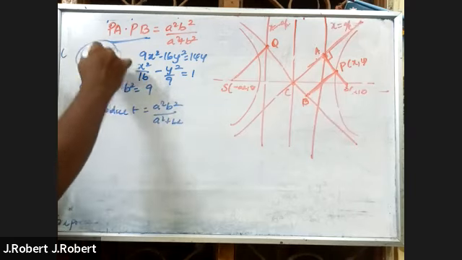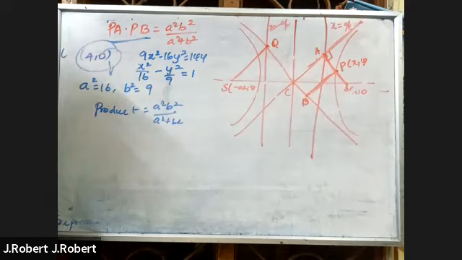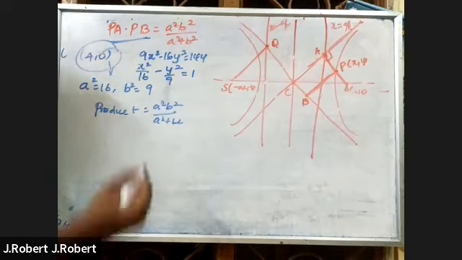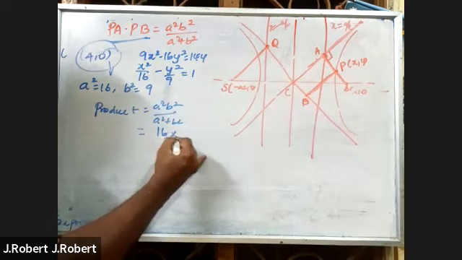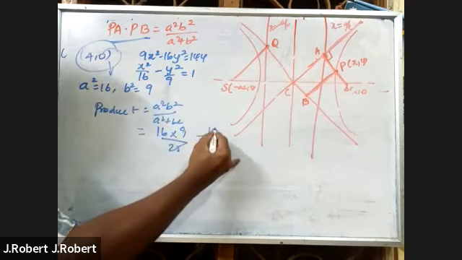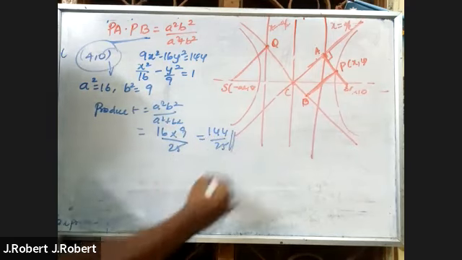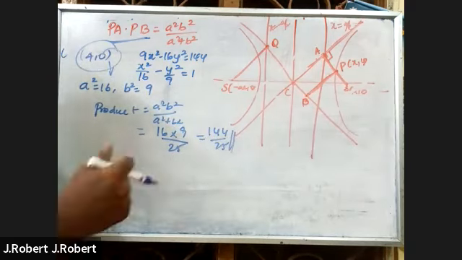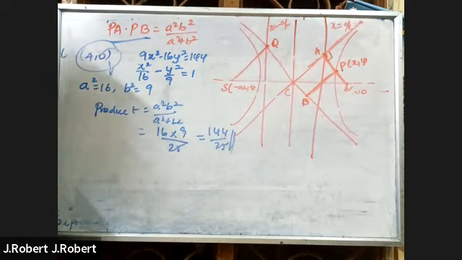There is no point to confuse you. If you know the result directly, a square b square by a square plus b square, that is the answer. Your a square is 16, your b square is 9, and 16 plus 9 equals 25. We get 144 by 25 as the answer. Directly we can solve the problem in no time. Can you understand?